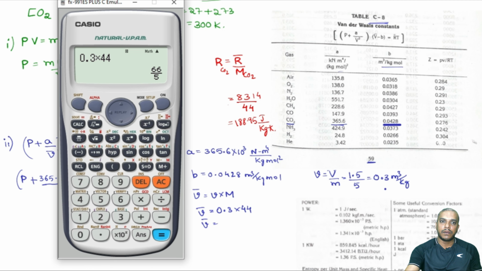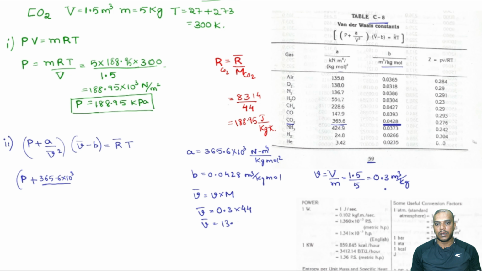0.3 multiplied by 44 gives 13.2. So V bar is 13.2 meter cube per kg mole. Now, 13.2 square V bar square multiplied by V bar minus B. So B is 0.0428, equal to R bar 8314 multiplied by temperature 300.